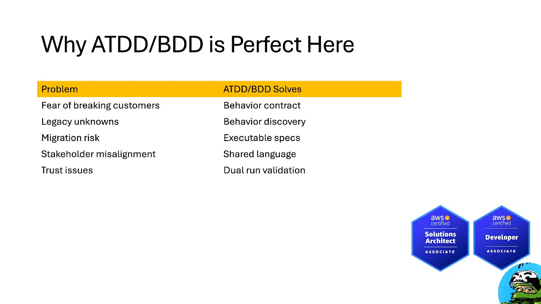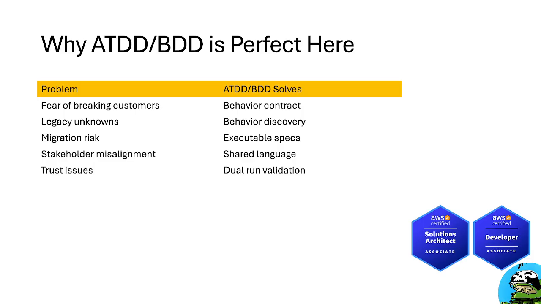Right? So why are ATDD and BDD perfect here? Problem: fear of breaking customers. ATDD and BDD solve it with a behavior contract. As we've said, using BDD you can define the features and scenarios, and those will be the base contract. You can automate them to generate the tests and your code, and then run it and check if the code covers those BDD scenarios.